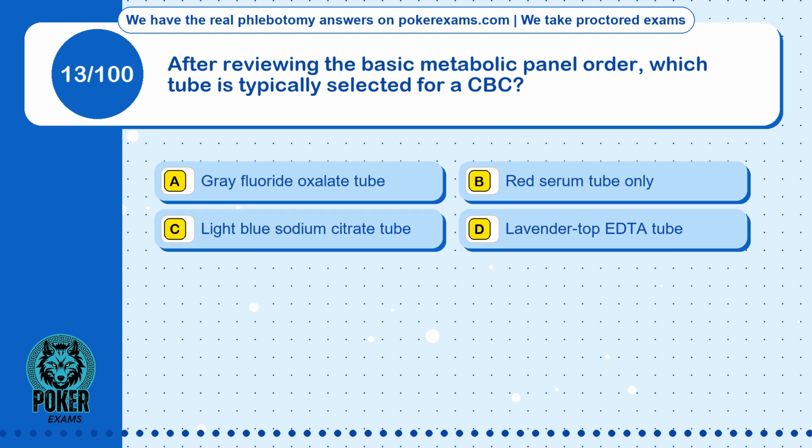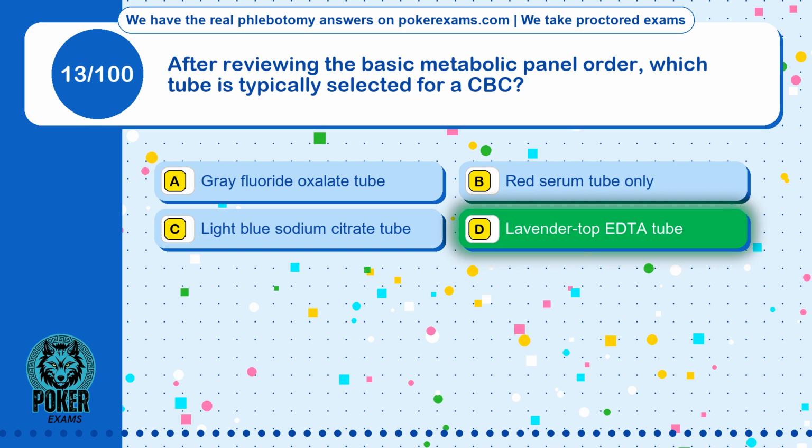Question 13. After reviewing the basic metabolic panel order, which tube is typically selected for a CBC? Option A, gray fluoride oxalate tube. Option B, red serum tube only. Option C, light blue sodium citrate tube. Option D, lavender top EDTA tube.